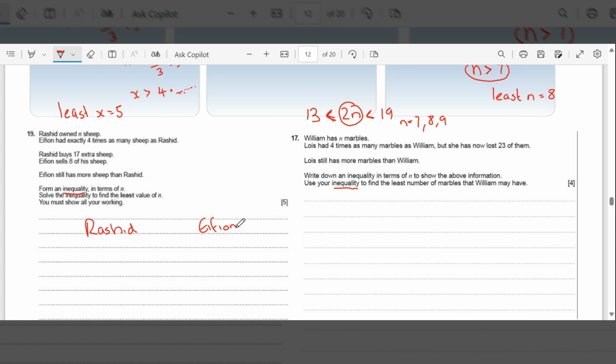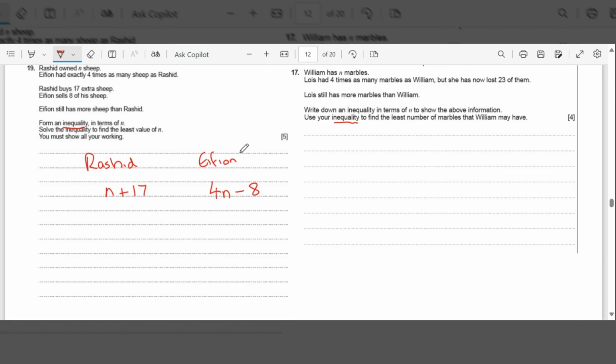Okay, Rashid has n sheep. Ivian has 4 times as many. Rashid buys another 17 sheep. Ivian sells 8 of his. Ivian has more sheep than Rashid. Here's what you need to do. Whoever has the most, put them on the left-hand side. They have more than this one.